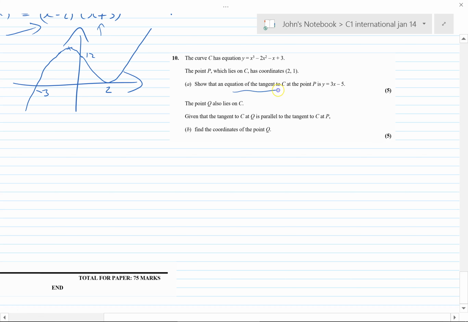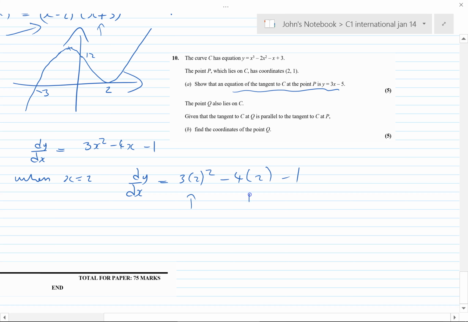So the equation of the tangent is this. So we need to find dy by dx, which is equal to 3x squared minus 4x minus 1. So when x equals 2, dy by dx, now I know it's got to be equal to 3, so if I don't get it equal to 3, then I know there's something wrong. So that's going to be 12, take 8, which is 4, take 1, which is 3.